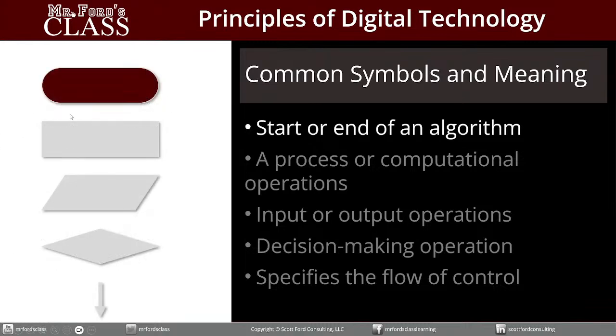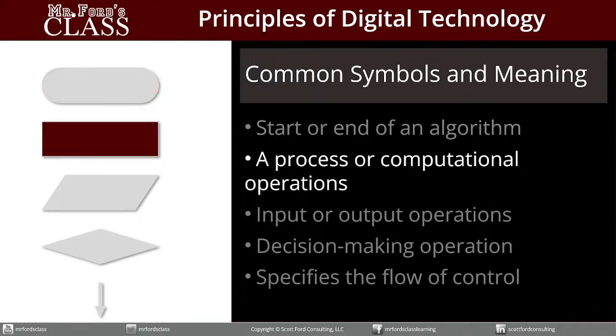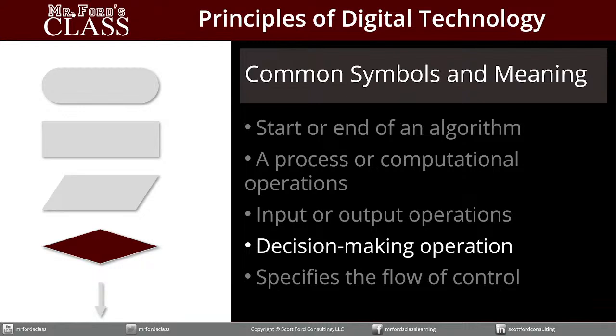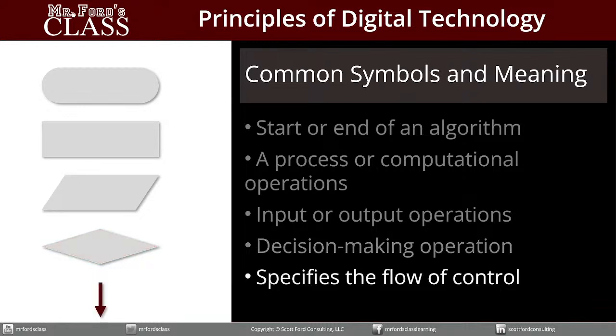So this one indicates the start or end of an algorithm. It's the beginning and end of your flowchart. This is a process or a computational operation. This stands for input or output operations. This is your decision-making operation. Yes, no, which way you're going to go with this. And this tells you which way you're going with it.